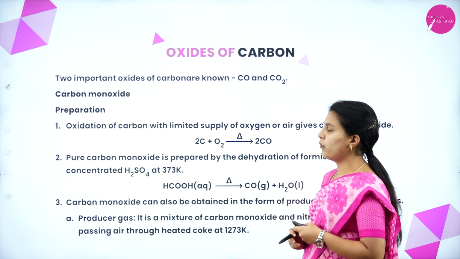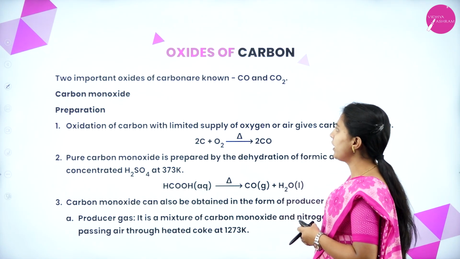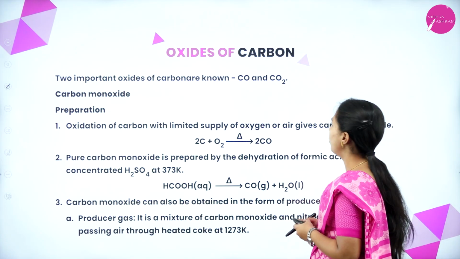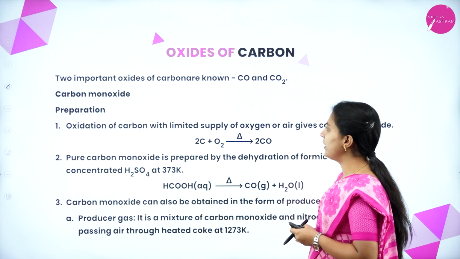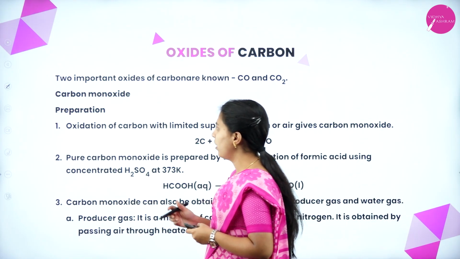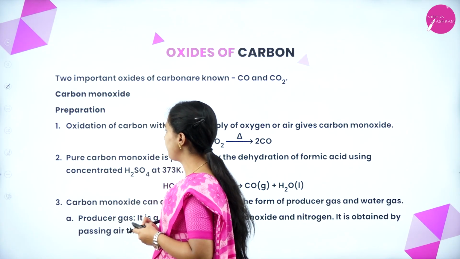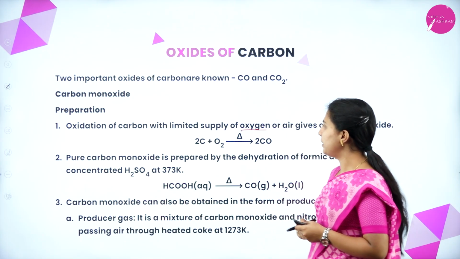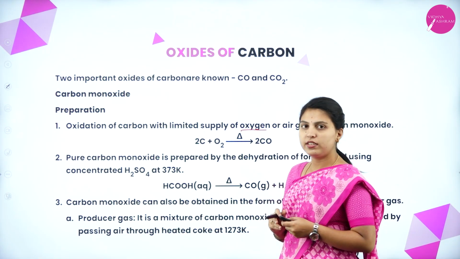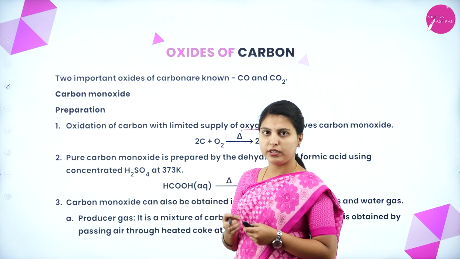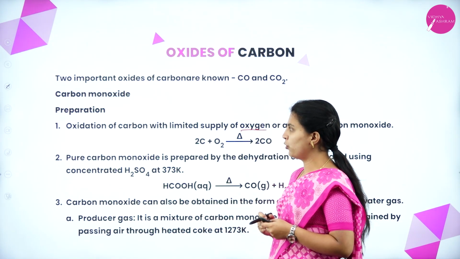So first we will see what are oxides of carbon, how they form. Two important oxides of carbon are known as carbon monoxide and carbon dioxide. First we will look at carbon monoxide. In the preparation, oxidation of carbon with a limited supply of oxygen or air gives carbon monoxide. When oxygen is added to carbon, that process is called oxidation. It will form carbon monoxide.